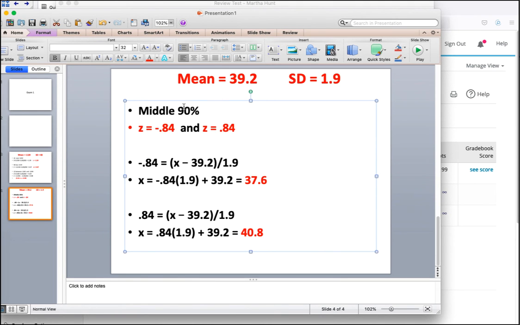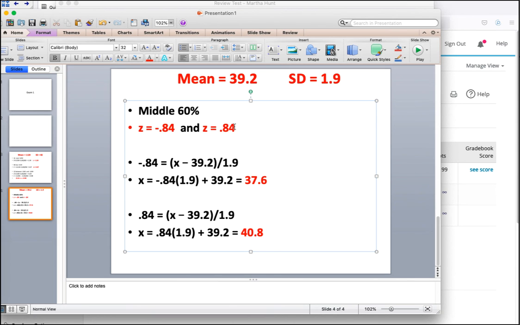The middle, this should say 60%, excuse me. The middle 60% is marked off by the two z-scores, positive and negative 0.84. Well, what about negative 0.84? What is the height corresponding to it? The height minus the mean divided by the standard deviation is minus 0.84. So we have a tiny bit of algebra. We need to cross multiply and then add the 39.2 to get a height of 39.6.